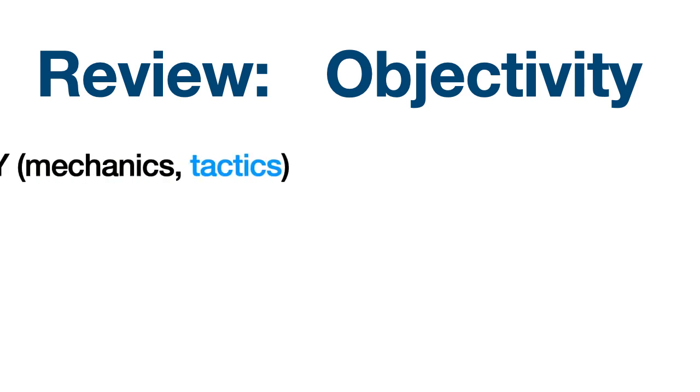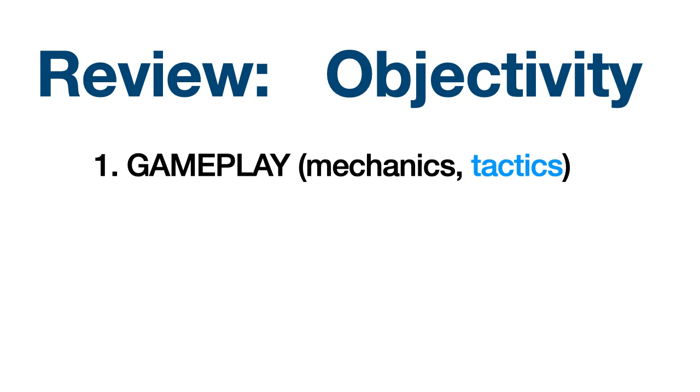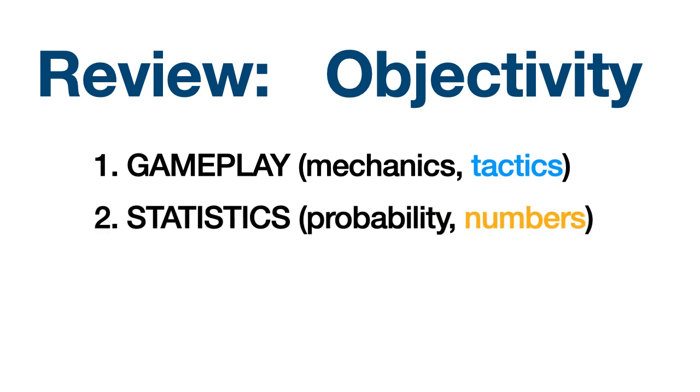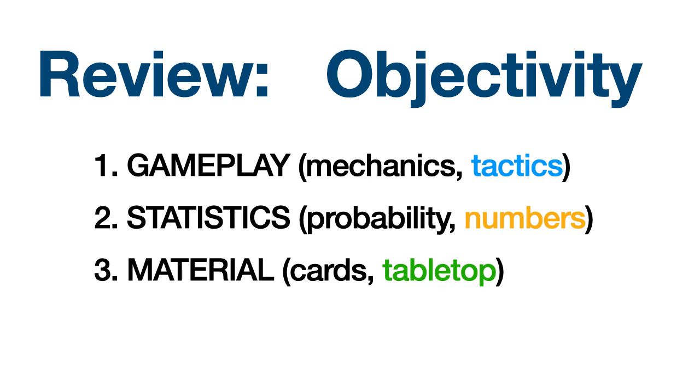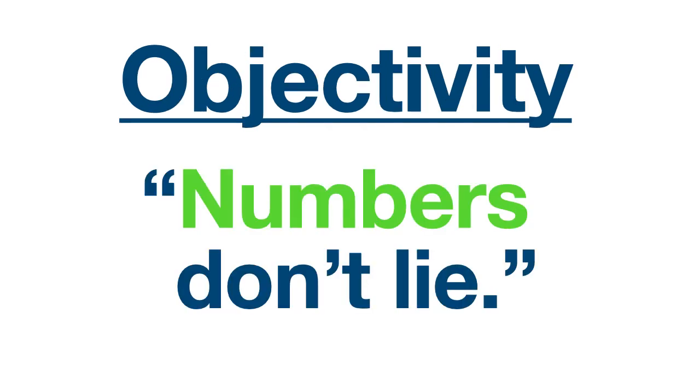Objectivity in the Pokemon TCG refers to one of 3 things. First, the gameplay, which includes mechanics and the tactics thereof. Second, statistics, the probability of drawing certain cards, etc., and numbers in general. Last, material, the cards themselves and the tabletop you play on. We will be focusing on gameplay and stats, not so much material.